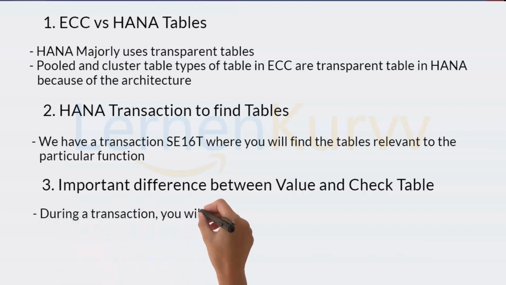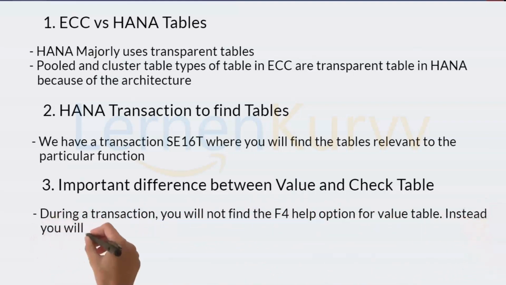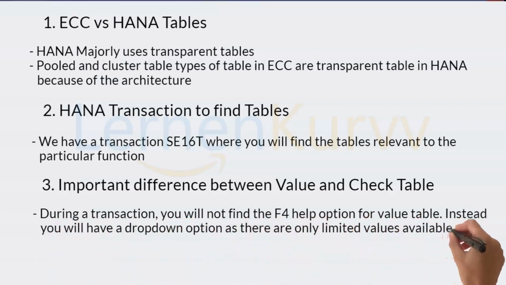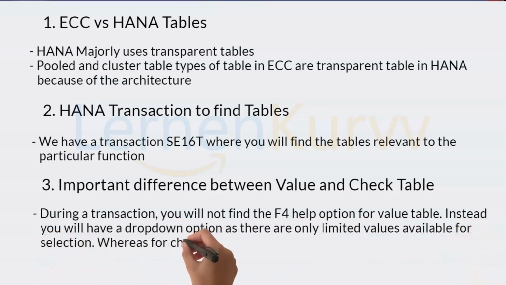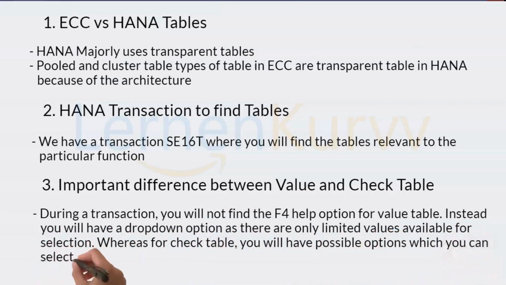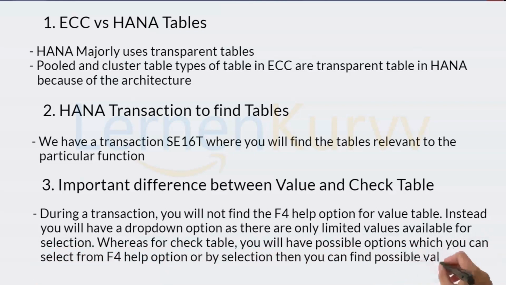During the transaction, you will not find the F4 help option for a value table. Instead, you will see a drop-down option, as there will be only limited values available for the selection. Whereas for a check table, you will have the possible options, which you can select from the F4 option, or by selection, then you can find the possible values. So let's see in the SAP system how this works.